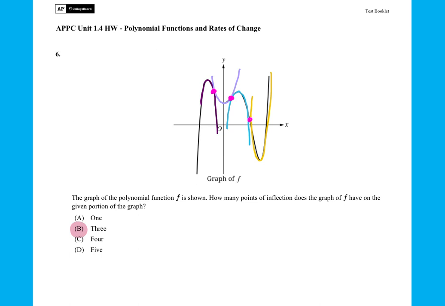The graph of the polynomial function is shown. How many points of inflection? Remember to count inflection. We count from concave up to concave down. So this purple, this was my concave down. This is my concave up, concave down again, and concave up. So there are 1, 2, 3 inflection points.